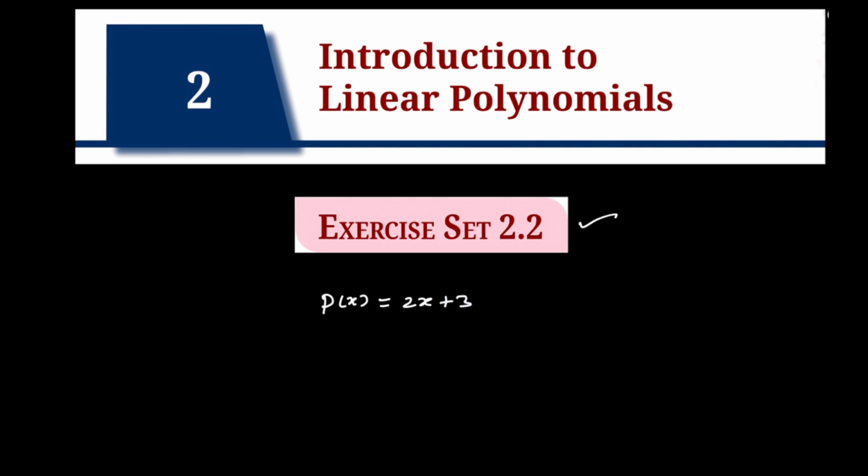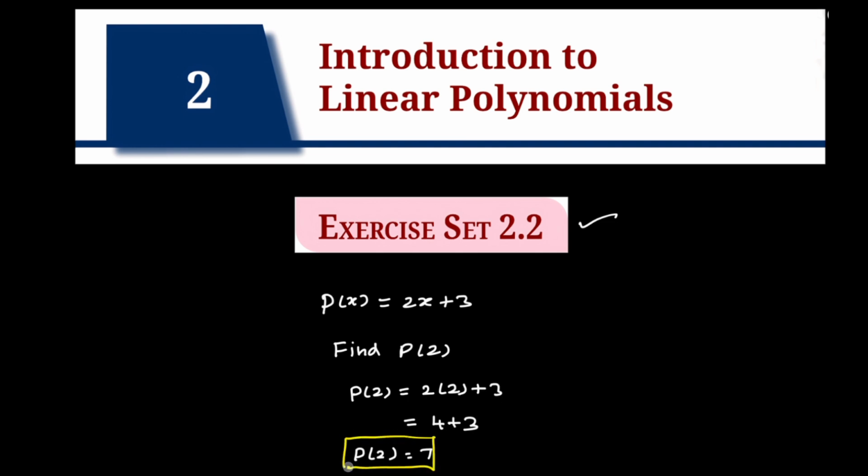In this exercise, we will learn how to find the value of polynomials quickly and correctly. Find P of 2. Most students make mistakes while substituting the values. But once you understand this method, the questions become very easy. The value of P of 2 is 7. Now let's start with the problems.